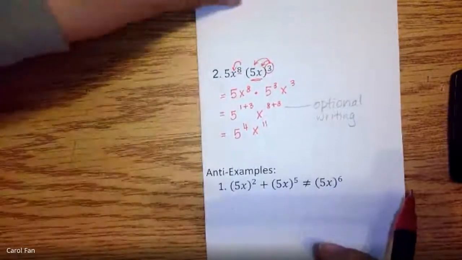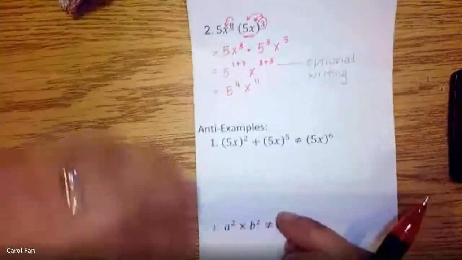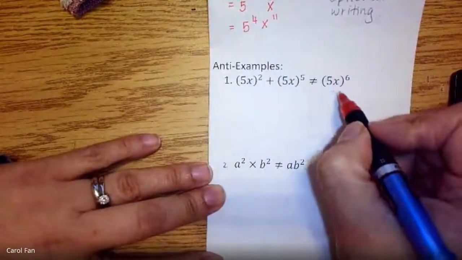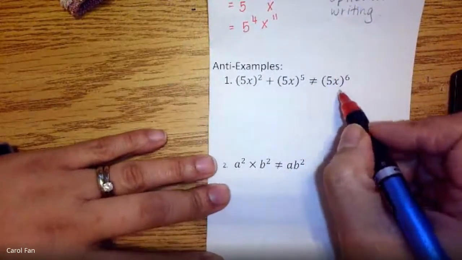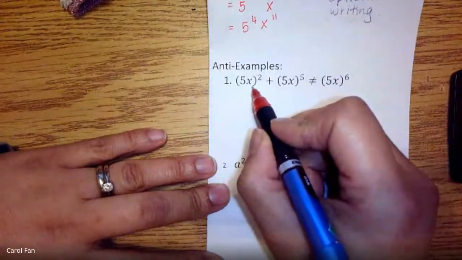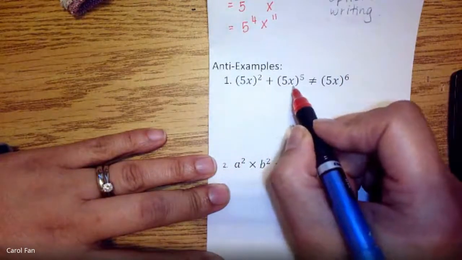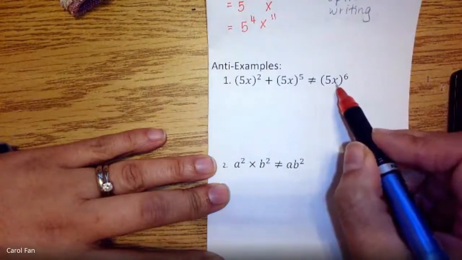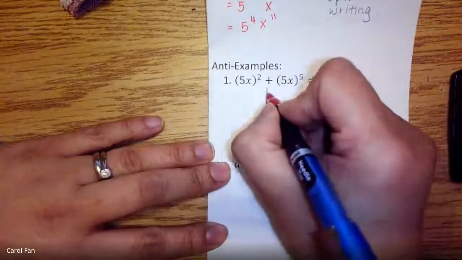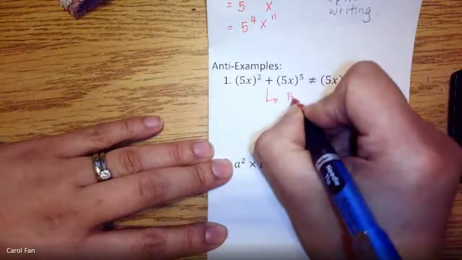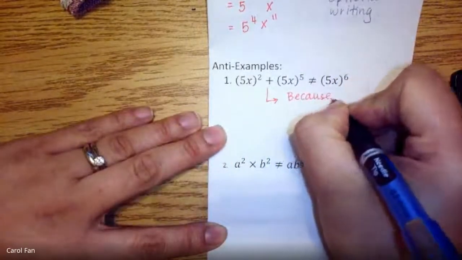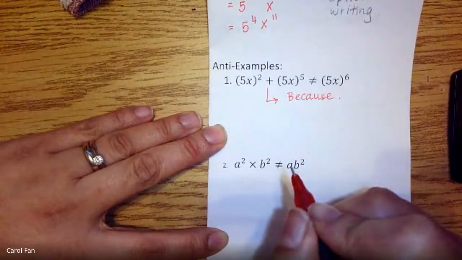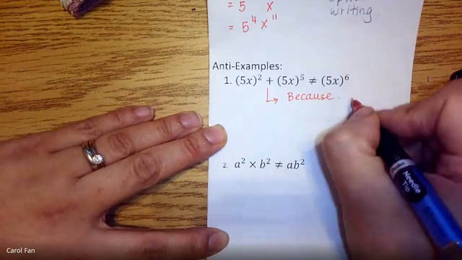Okay, I'm going to show you a couple of anti-examples. Anti-examples are the opposite of examples. Anti-examples are things that cannot work. So I have 5x to the power of 2 plus 5x to the power of 5. It is not equal to 5x to the power of 6. Why? Because the exponent rule states that it has to be the same base when multiplied.